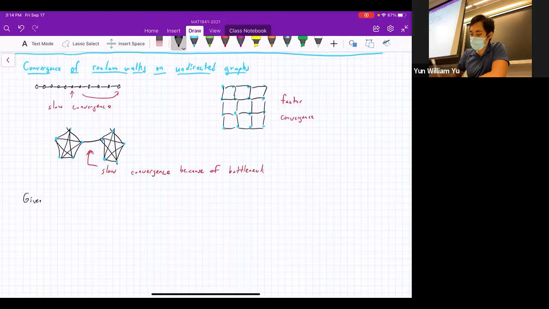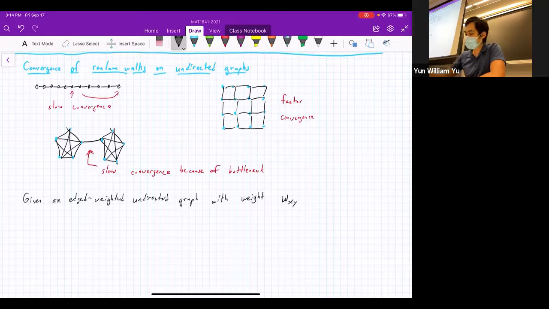So let's start by reviewing all the formalism. We're going to start with an edge-weighted undirected graph, with weight W_xy between vertices x and y. Note that since this is an undirected graph, this is also going to be equal to the weight W_yx.